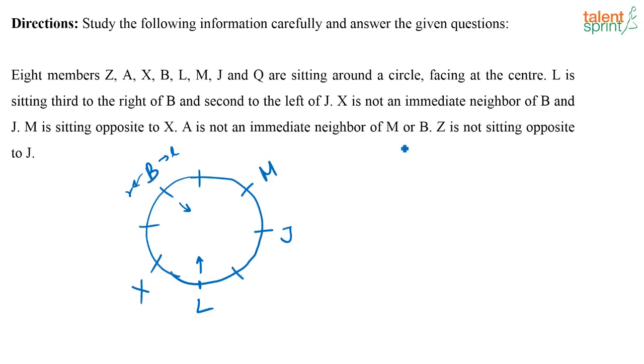A is not an immediate neighbor of M or B. So A cannot come in these 2 places. Where should A be? This has to be A. Z is not sitting opposite to J. So Z is not here, means where should Z be? This has to be Z.